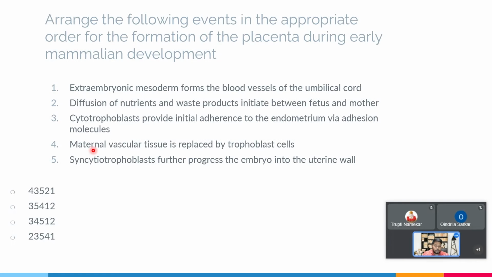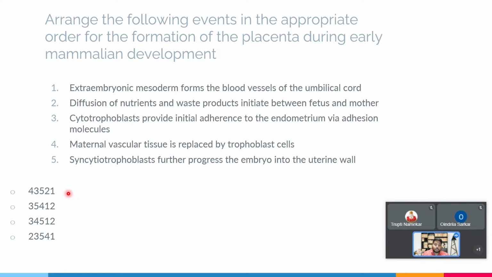Okay. So we move right on ahead, and the next question is, arrange the following events in the appropriate order for the formation of the placenta during early mammalian development. So we have 5 points, and we have to arrange them in the correct chronological order, so that the placenta develops.